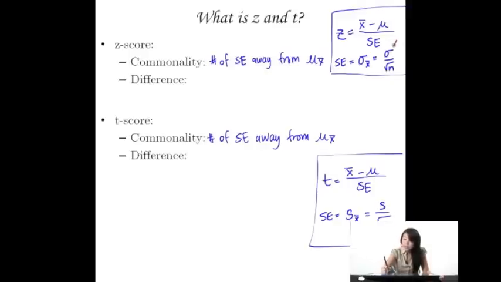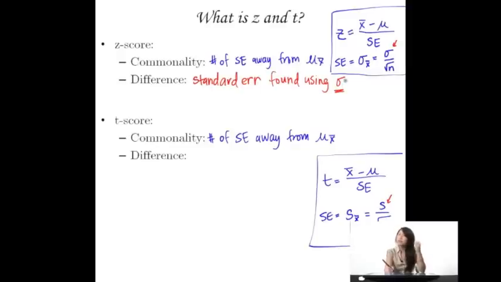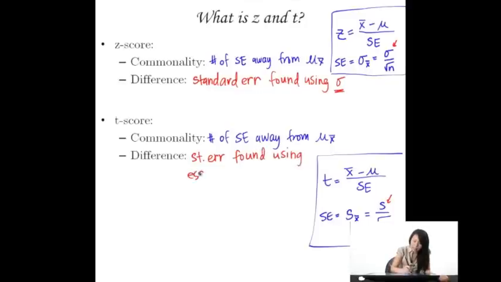And herein lies the difference. Here the difference is that z uses the standard error found using sigma, the true population standard deviation. And obviously, if you use the real deal, that's better or more accurate. Whereas t uses the standard error found using the estimated population standard deviation, and that is s, and s is really estimated from the sample.